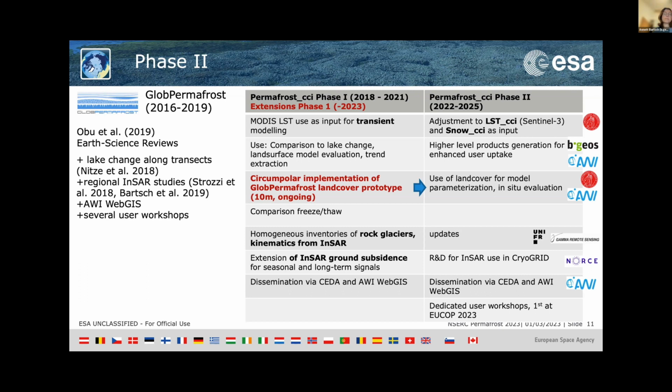And in addition, it's not only the CryoCrit model applications that are done in Permafrost CCI, there's also this rock glacier initiative, which connects to the already mentioned IPA Action Group on rock glaciers. And so we have very close links, and have been supporting this IPA Action Group from the project over the years.